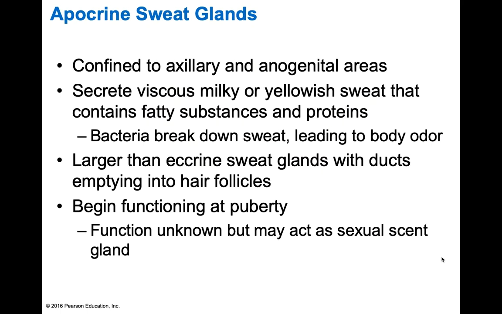Next, we're going to talk about the apocrine sweat glands. So these are confined to the axillary and anogenital areas. These secrete a viscous, milky, or yellowish sweat that contains fatty substances and proteins. So it's very different in composition than our Eccrine sweat glands' secretions. Bacteria break down this type of sweat and it leads to a body odor. So this is very different.